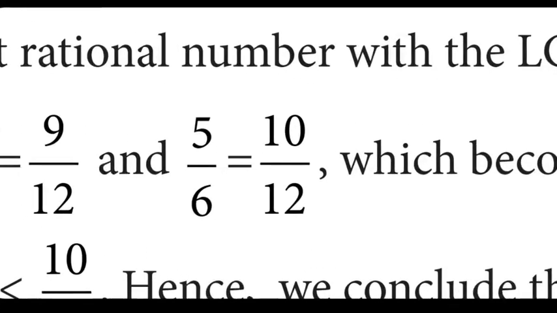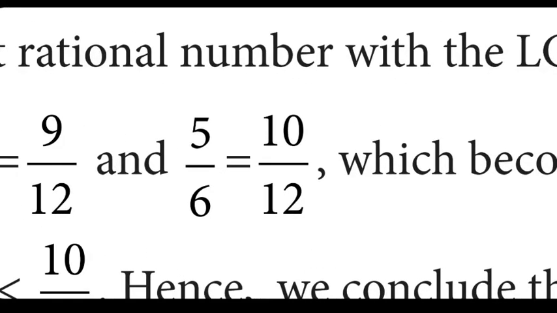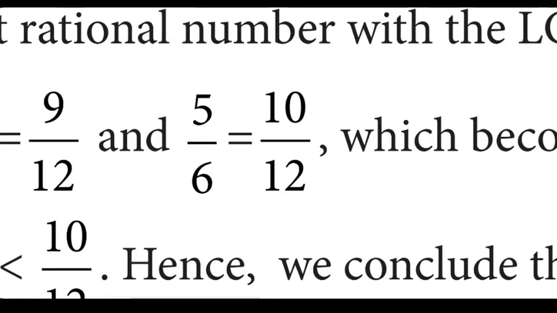Same with 5 by 6. Which number do we multiply by 6 to get 12? Yes, by 2. So we multiply by 2 on the numerator as well as the denominator. Then 5 2s are 10, 6 2s are 12. So we make the denominators the same: 9 by 12 and 10 by 12.